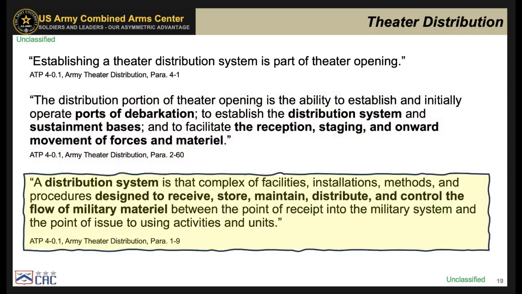The theater distribution system is a complex matrix of facilities, installations, methods, and procedures meticulously designed to receive, store, maintain, distribute, and control the flow of military materiel. From the point of receipt to the point of issue, every step is carefully coordinated to support the activities and units at the sharp end of our operations.